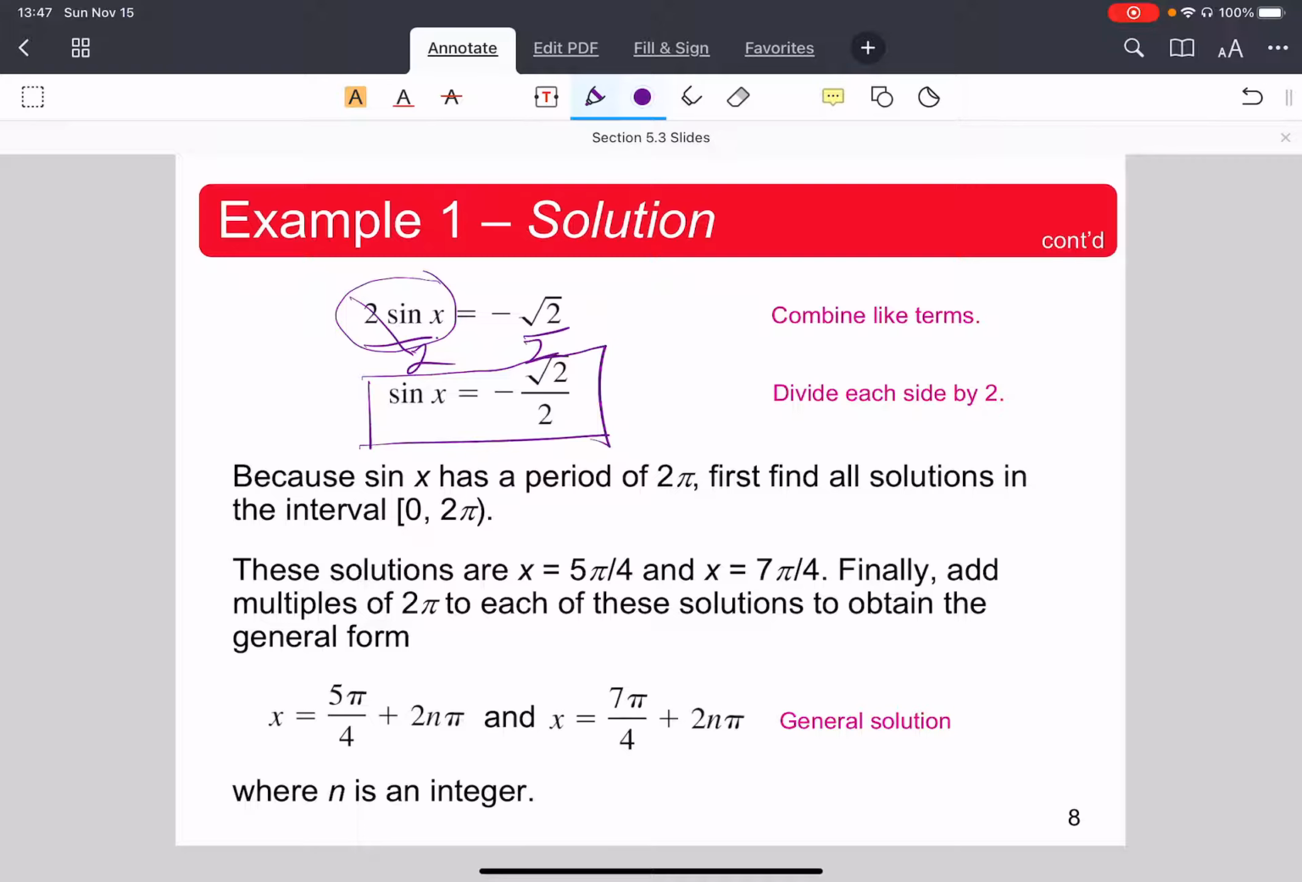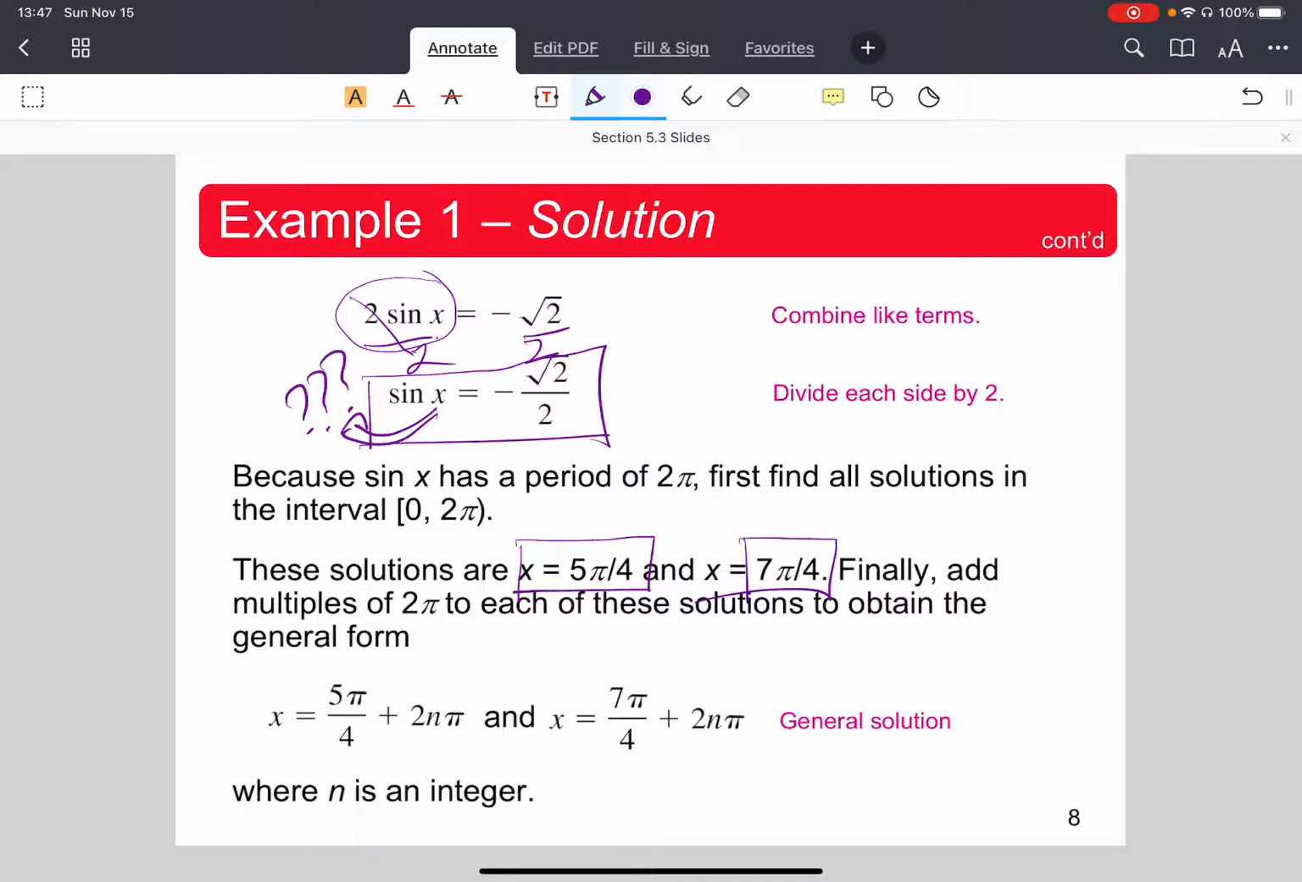Great. So are we done yet? No. We need to find x's, specific angles. What angles are going to make the sine function become negative square root of 2 over 2? You may be thinking about looking at your unit circle, which is a great insight. What you're going to realize is that when your angle is from 0 to 2 pi, like 0 to 360 degrees, there are a couple of situations in which sine gets to negative square root of 2 over 2. And those solutions are 5 pi over 4 and 7 pi over 4.